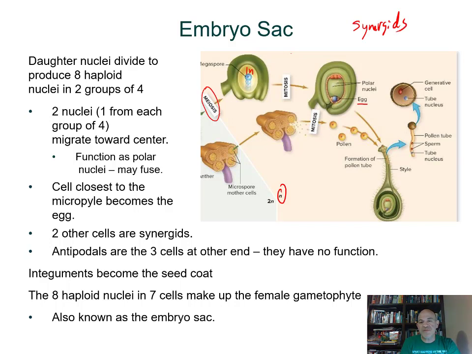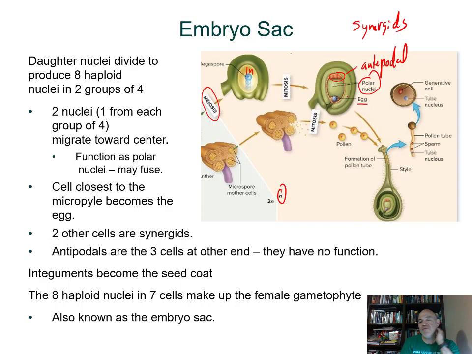And then you're going to have some cells on the other side, 3 of them, that are going to be called antipodal. And then you're going to have 2 in the center that are going to be called the polar nuclei cells. Those nuclei, there's 2 of them, which would be the 2 other cells. The total is 8 now, so we have 3 in here near the micropyle where the egg and the synergids are. Then you have the antipodals over here, that's 6, and then 2 in the middle. Those are the polar nuclei.